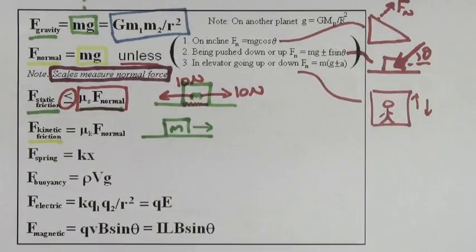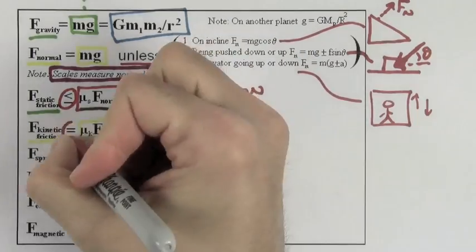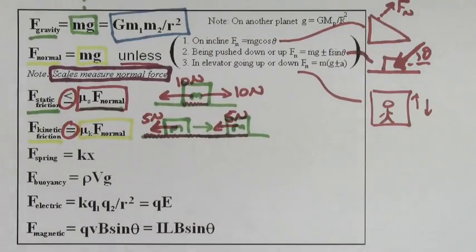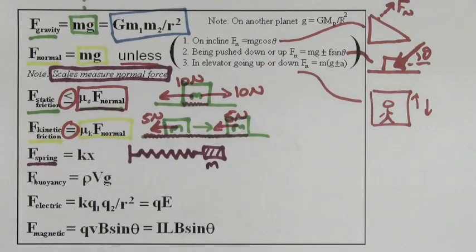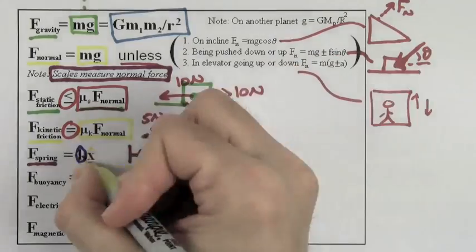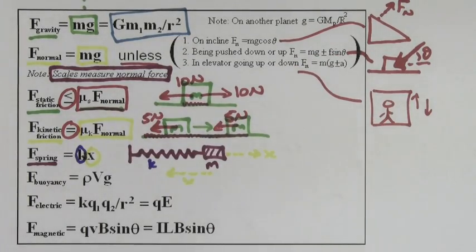Kinetic frictional forces don't care how you push on the object. If the object is slipping on the surface, then the value of the kinetic friction is always going to be μk times Fn. The spring will exert a force if you displace it from its equilibrium position. K is the spring constant. X is not the length of the spring. X is the amount you displace that spring from its natural equilibrium position.